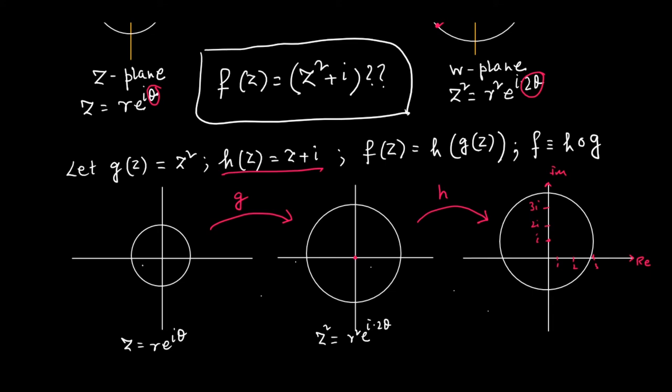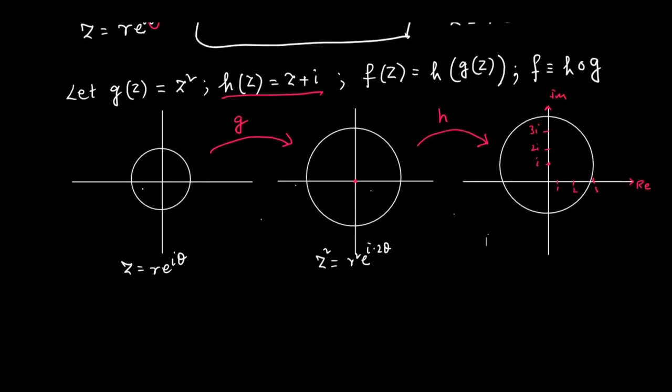Okay, so if we consider that, say for example, let us consider a particular region. So if we consider this particular region, can you tell me under the effect of g where this particular region will be mapped? Absolutely. The argument will get doubled, so that line will look something like this.